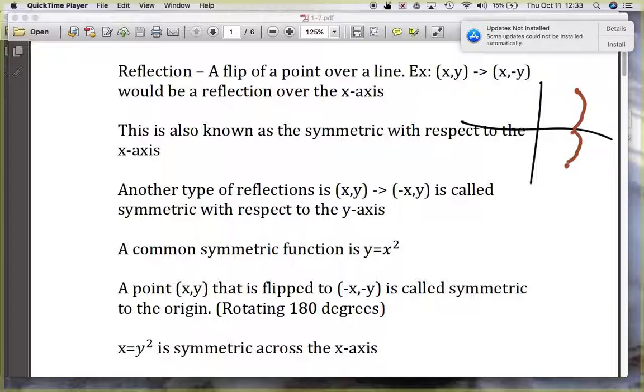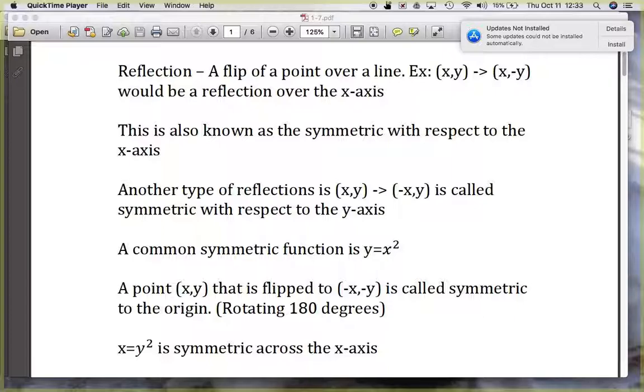So x comma y would be the same as x comma negative y when you reflect it. So if this was 3, you'd reflect it down to negative 3 while the x value is still shared, whatever number it is. Okay, another type of reflection is reflection across the y-axis.